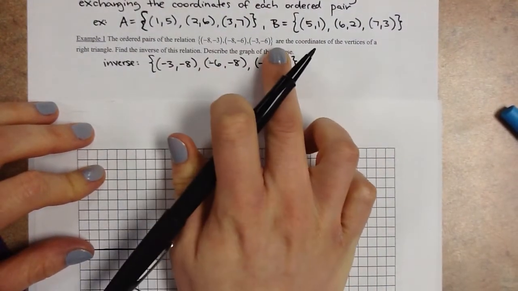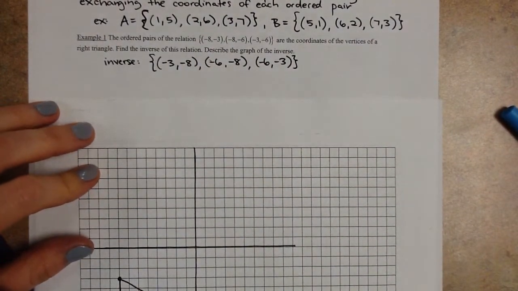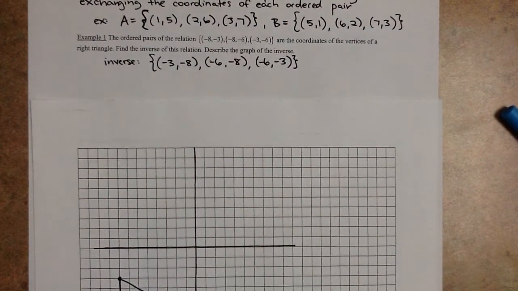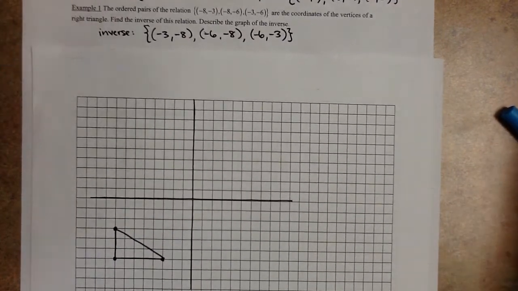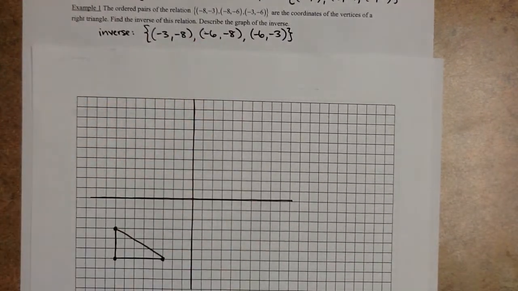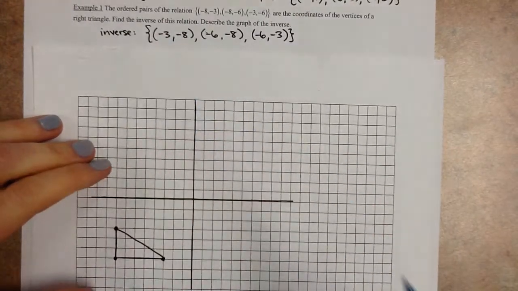Okay, so very similar to these 3 points, except all the x's and y's have switched. So describe the graph of the inverse. That's why we're graphing it, so you can get these points set up in front of you. So I'm going to use a different color to graph this function right here. So start with -3, -8.